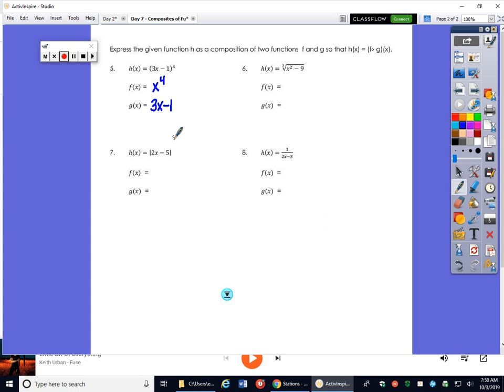So the outside function for number 6 would be the cubed root of x, and the inside function would be x squared minus 9. Outside function for number 7 would be the absolute value of x. Inside the function would be 2x minus 5. In number 8, the outside function would be 1 over x, that's like your parent, and then the inside function would be 2x minus 3. And we're done.